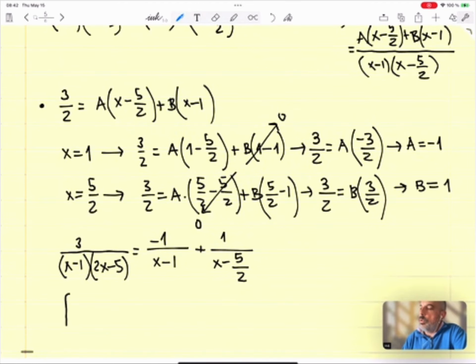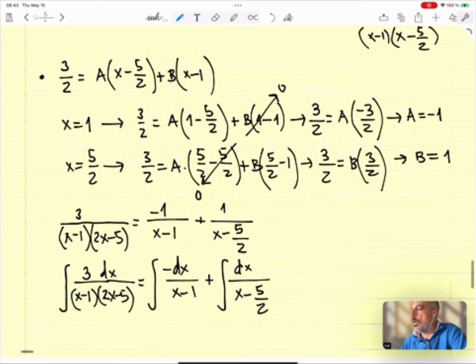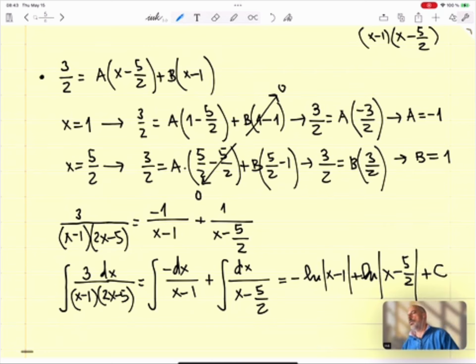Good. If we want to do the integration, this is minus, okay, and this is going to be minus logarithm of the absolute value of x minus 1, plus logarithm of x minus 5/2, plus a constant. Okay.